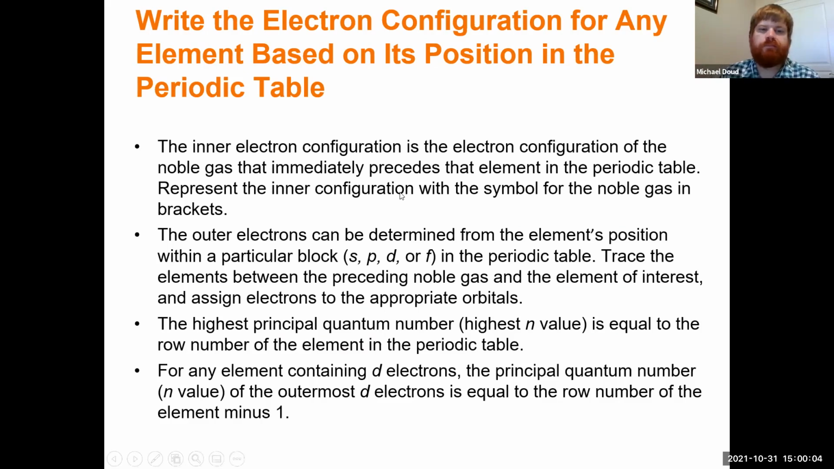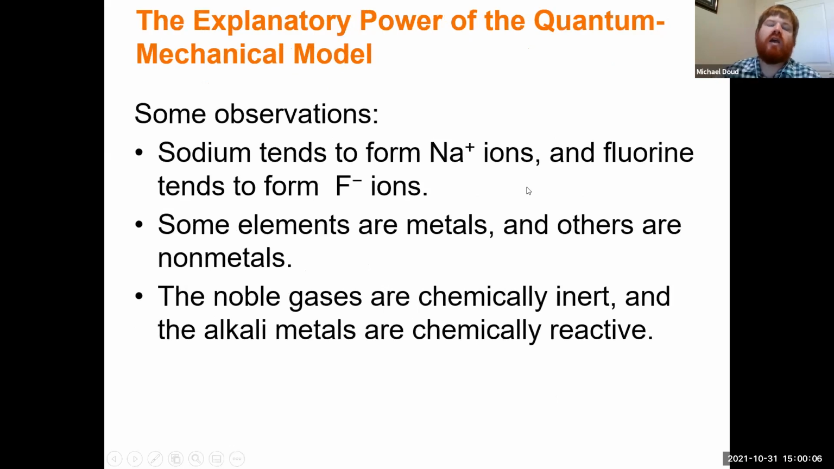Okay, so now why do we explain all of this with electron configurations and orbital diagrams? Well, as it turns out, understanding the electron configuration of an element is really powerful to predict its chemical properties. So for example, let's look at sodium and fluorine. Sodium tends to form sodium ions, and fluorine tends to form fluoride ions, sodium ions being 1+, fluoride being 1-.